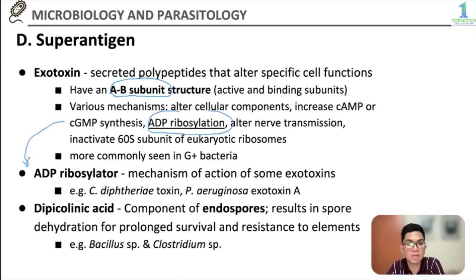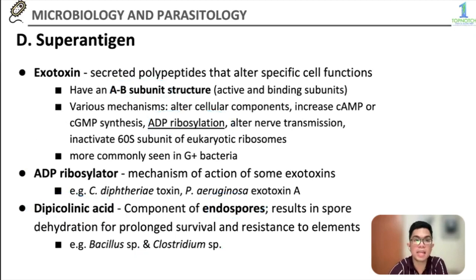So examples of ADP ribosylators are the toxin of C. diphtheriae and the exotoxin A of P. aeruginosa. The picolinic acid naman, it's a component of your endospores, and it's the critical element that allows for spore dehydration. So pag dehydrated yung spore, it results in prolonged survival and resistance to environmental influences. Examples of spores are seen in Bacillus and Clostridium na bacteria.